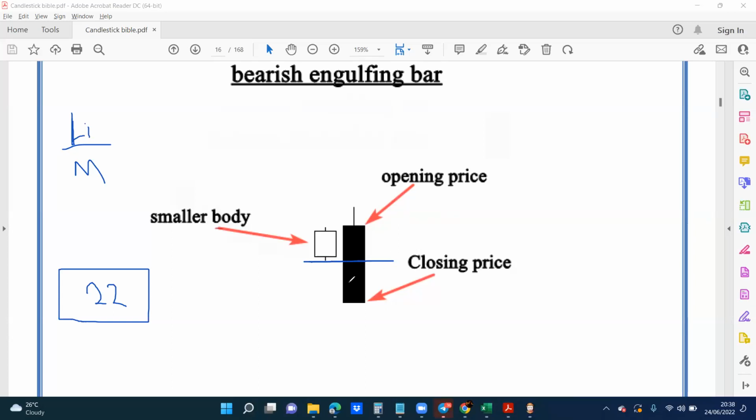Why? Sellers are now overtaking buyers. That is what it means. It is not a 100% guarantee that price will come down. It is just an indication that there's a possibility that price will come down, right?